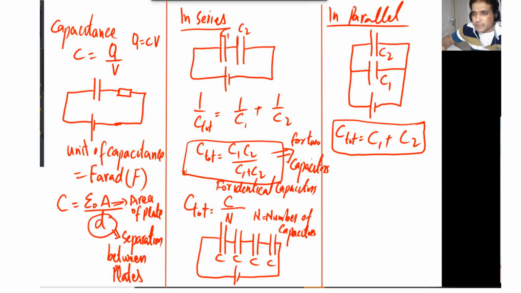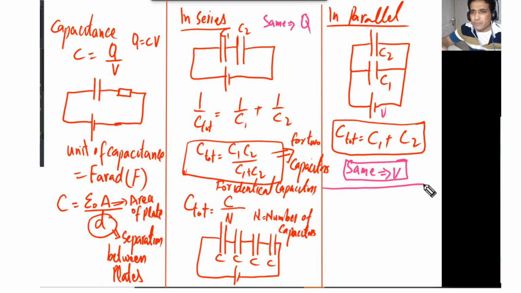So let me write down, when the capacitors are connected in series, what is the same? The same will be Q. In this case, when capacitors are connected in parallel, what is the same? The same is voltage. So this is also an important thing we have to be clear about. So it has to be the same.